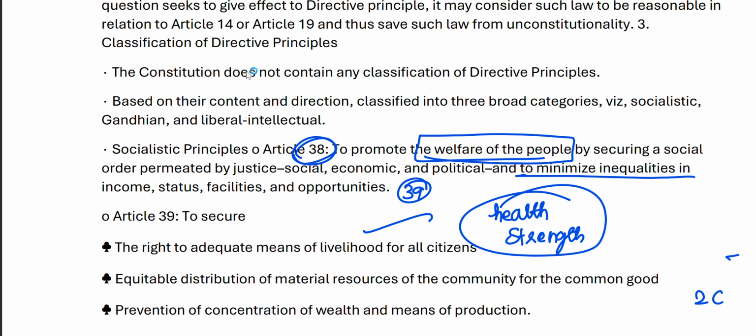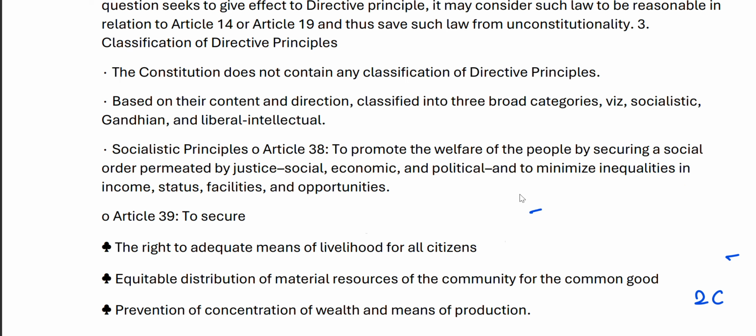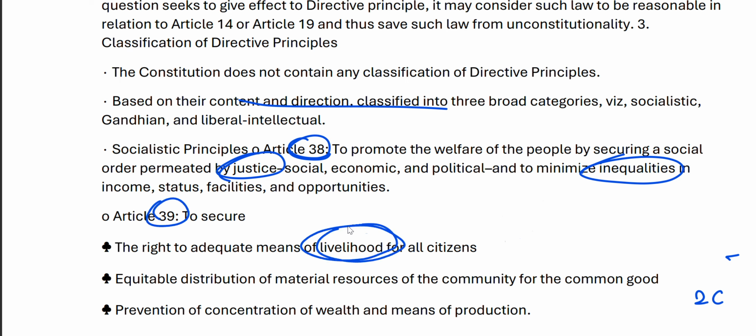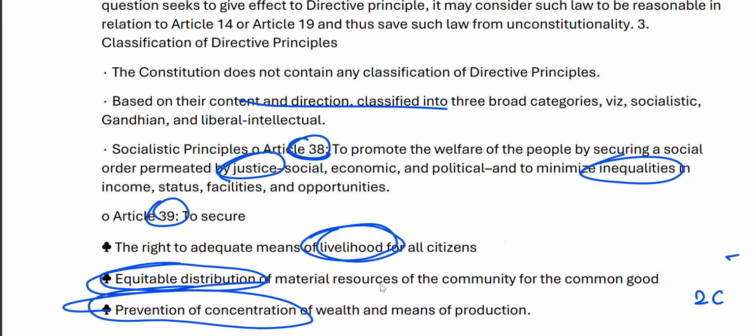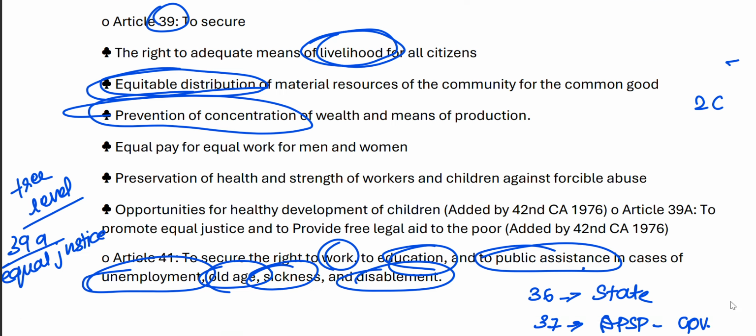First, we are defining what a DPSP is used for. It is used for governance, for the welfare of the people, right? Then we have the socialistic principles. Article 38 is related to justice and inequality. Article 39 is about livelihood: you have to have equal distribution of the resources to prevent the concentration of the resources.